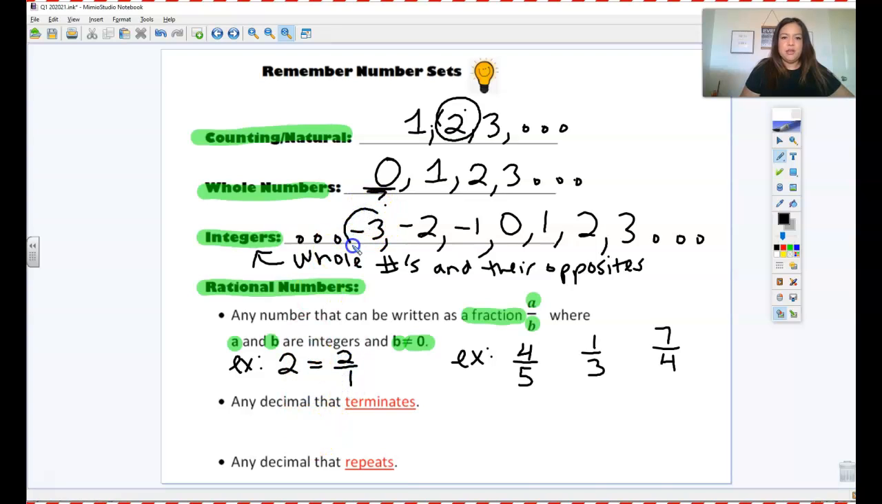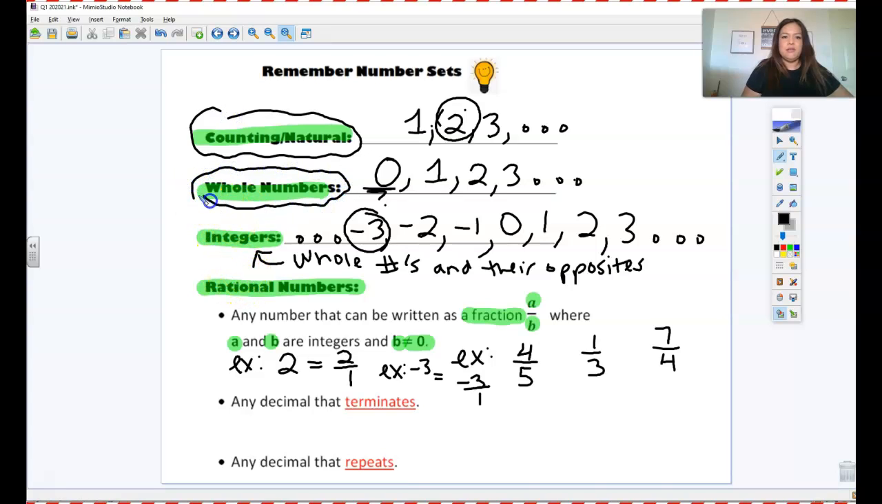What about the number -3? Is that rational? Oh yeah, -3 can be written as -3/1. So as a matter of fact, every single one of these counting numbers is actually part of the rationals. Every single one of these whole numbers is also a rational number. Every single one of these integers is rational. So really, the rational numbers are like this big set that includes pretty much everything.